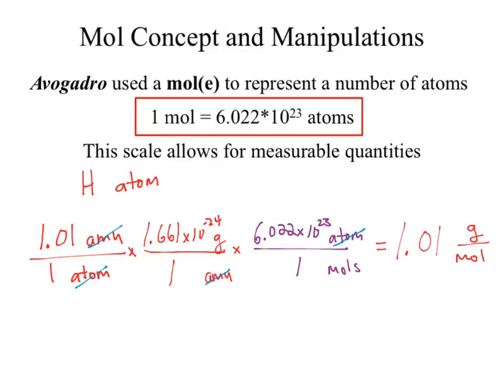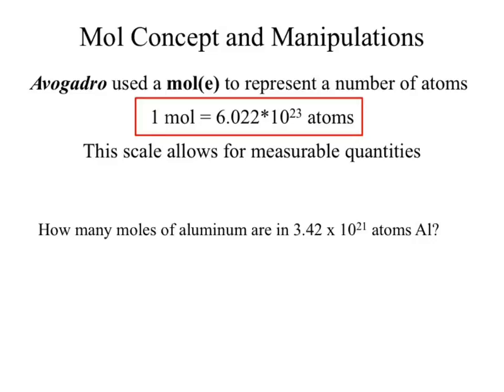Right? So let's do one. How many moles of aluminum are in 3.42 times 10 to the 21st atoms of aluminum? As with all conversions, what do we start with? What do we want? When do we want it? Sorry. Moles of aluminum. Gotta keep something exciting. What did we start with? 3.42 times 10 to the 21st atoms of aluminum.